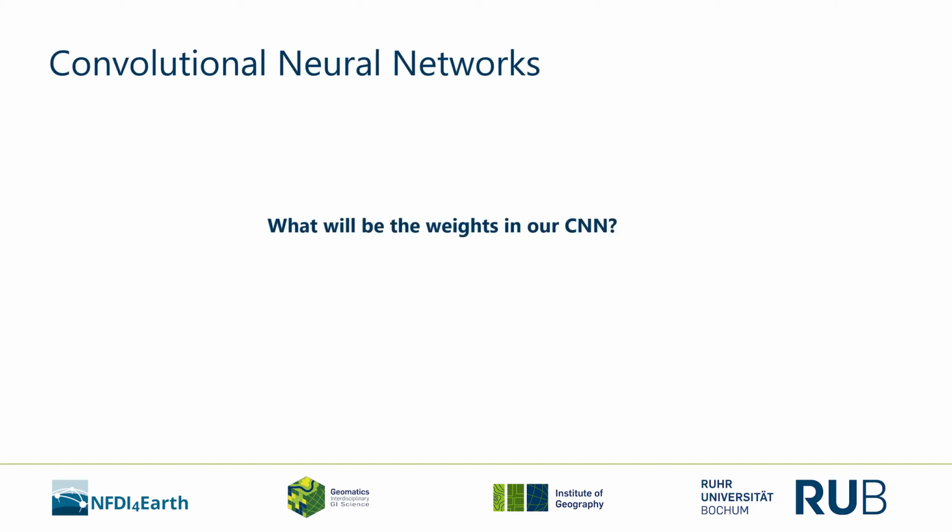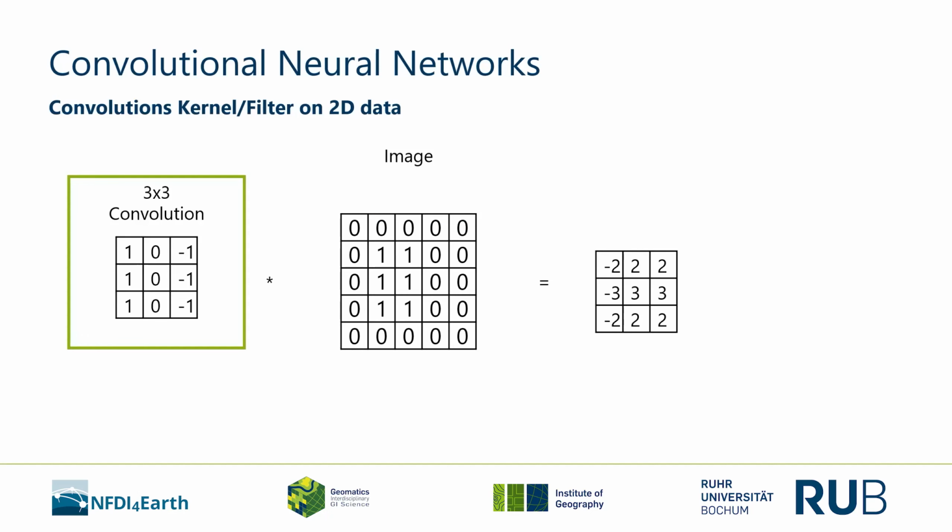But thinking about how a CNN can learn something about an image, the question comes up, what could be the weights in a convolutional neural network? Well, the weights are the values in the filter, so they are the parameters that are trained in a CNN and are adjusted during training. For sure there is the bias as well, but I left it away to keep it simple.